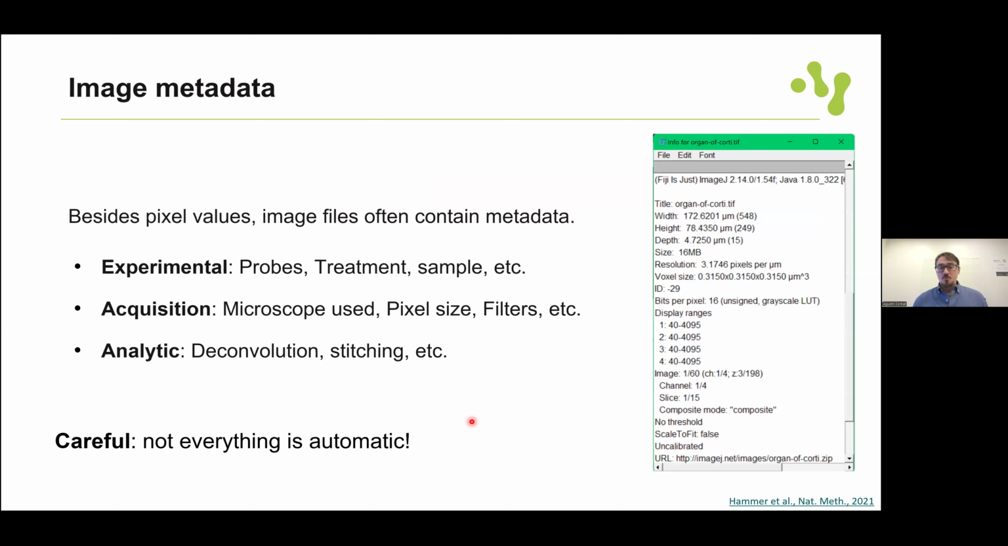So great. We have discussed a lot about images, and they have a lot of information, but it's also quite hard to just guess what's in an image just by trying to open it, because we will end up with a matrix of pixels. That's why we have the image metadata, and this metadata can be of experimental type, so it could contain probes or the treatment we used, the sample that we were imaging. It has information about the acquisition, what microscope we used, what the pixel size was, filters that we were using. It could also have analytic information, such as we ran some deconvolution, we ran some stitching.